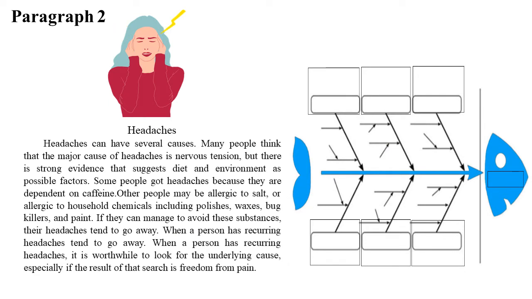Headaches. Headaches can have several causes. Many people think that the major cause of headaches is nervous tension. But there is strong evidence that suggests diet and environment as possible factors. Some people get headaches because they are dependent on caffeine. Other people may be allergic to salt or allergic to household chemicals, including polishes, waxes, bug killers, and paint. If they can manage to avoid these substances, their headaches tend to go away.